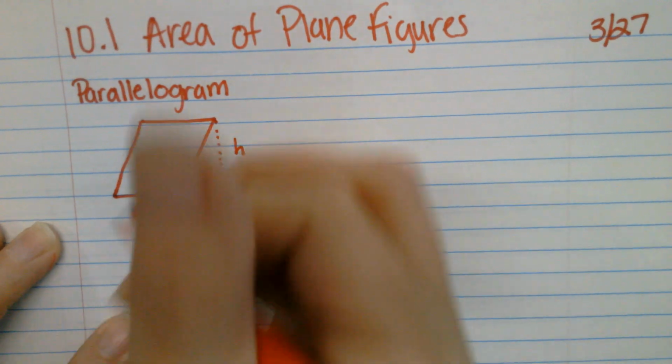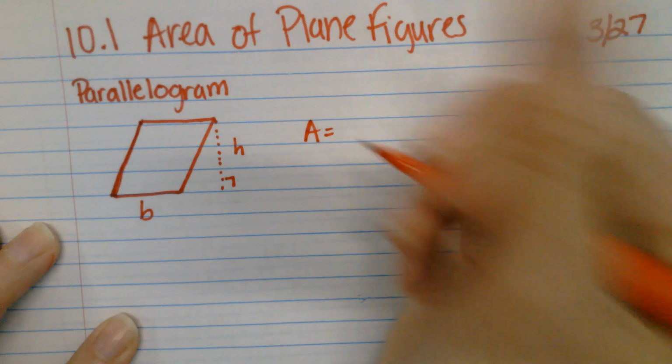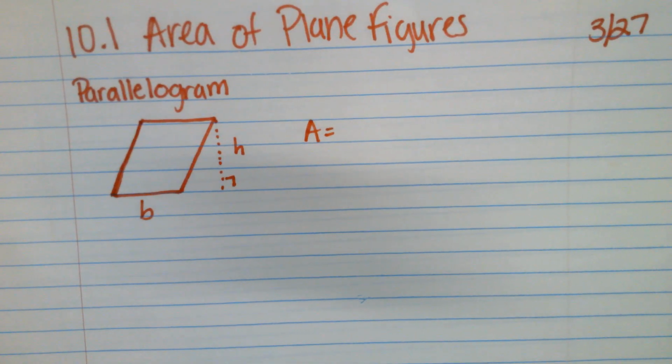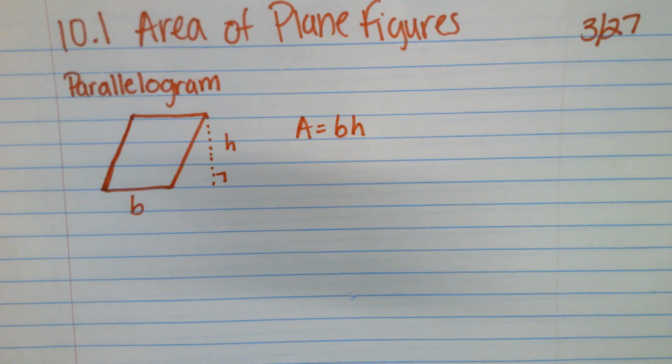What do you think we're going to do to these two things to get the area? You got to multiply them. Is it just base times height? I'm going to do one of those examples, okay? I'm just showing you the formula for notes. Base times height. Base times height.